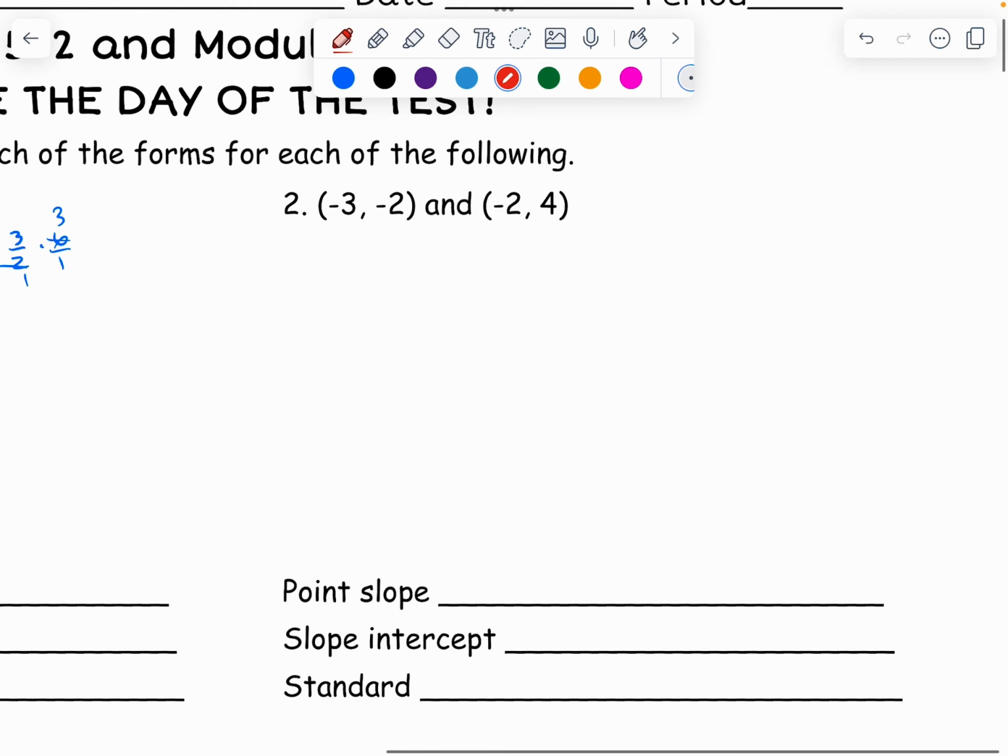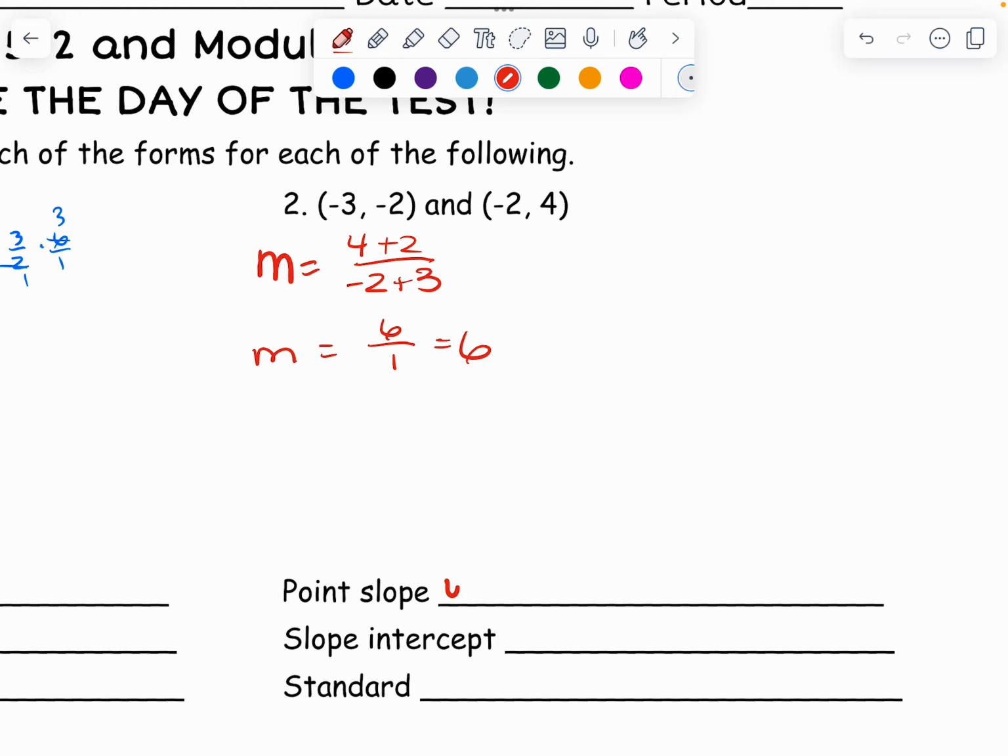Okay, so let's do this next one. We don't have a slope, so I need to find it. So 4 plus 2 over negative 2 plus 3. So m is going to get 6 over 1. So that gets me 6. So either I'm going to do y minus, or actually plus 2 equals 6 times the quantity x plus 3. Or if I use the other one, it would be y minus 4 equals 6 times the quantity x plus 2.